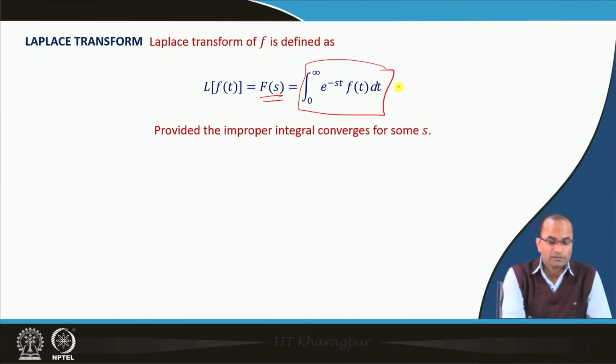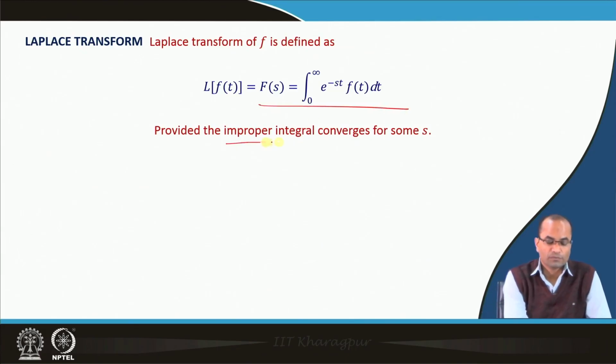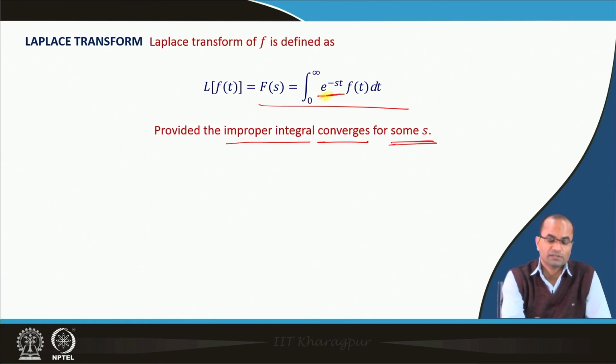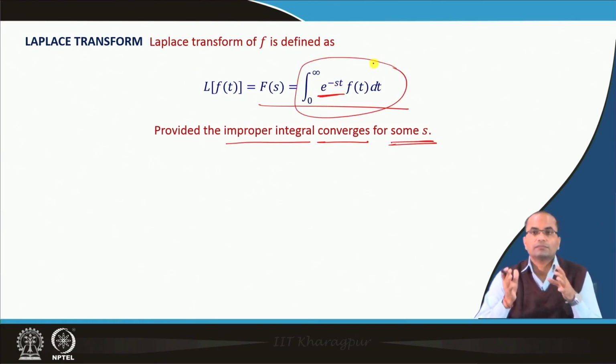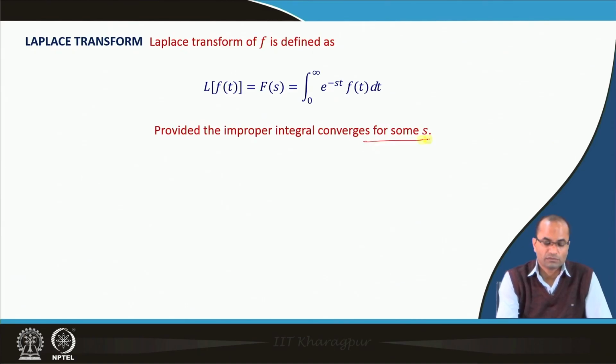Naturally, since we are talking about an improper integral, there is an issue of convergence. This makes sense when the improper integral converges for at least some interval of this parameter s, because it depends on s. Not for all values of s may this integral exist, but for some s it may exist, and if it exists for some s there is no problem.